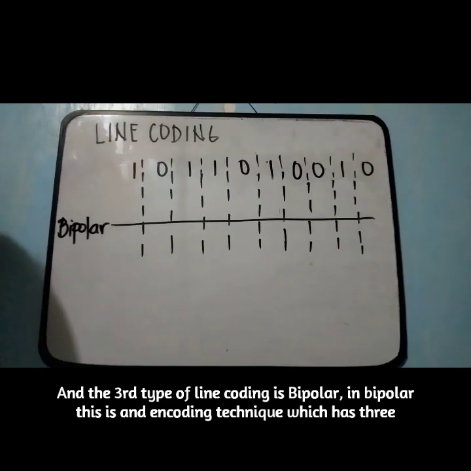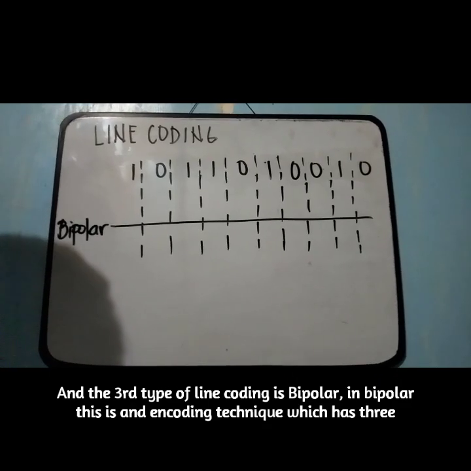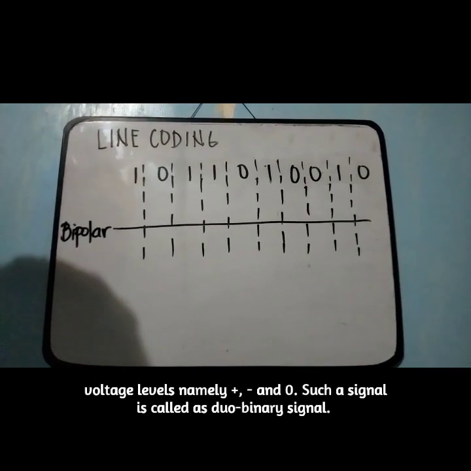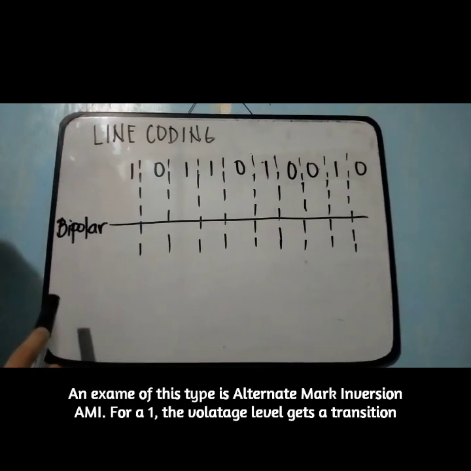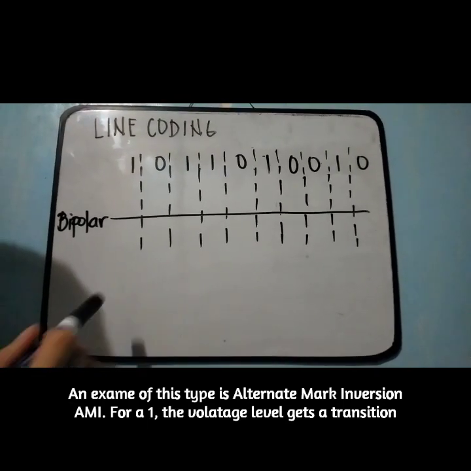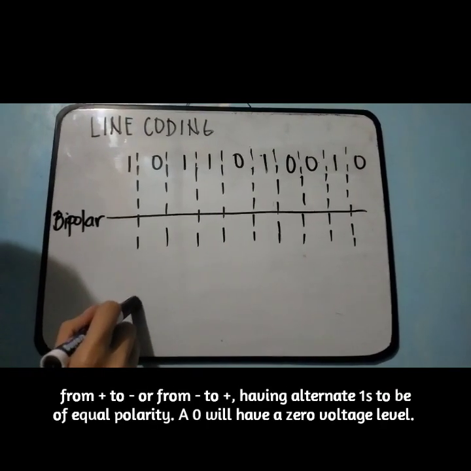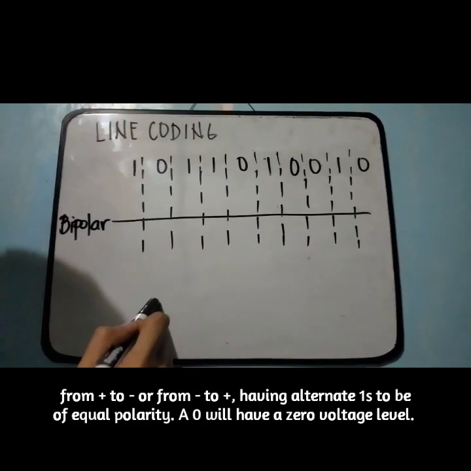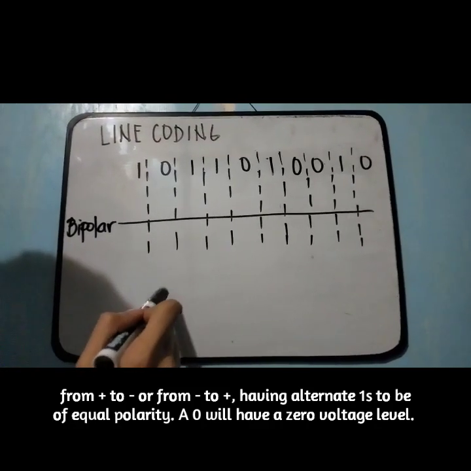And the third type of line coding is bipolar. In bipolar, this is an encoding technique which has three voltage levels, namely positive, negative, and 0. Such a signal is called a dual binary signal. An example of this type is alternate mark inversion, or AMI. For a 1, the voltage level gets a transition from positive to negative or from negative to positive, having alternate ones to be of equal polarity, and 0 will have a 0 voltage level.